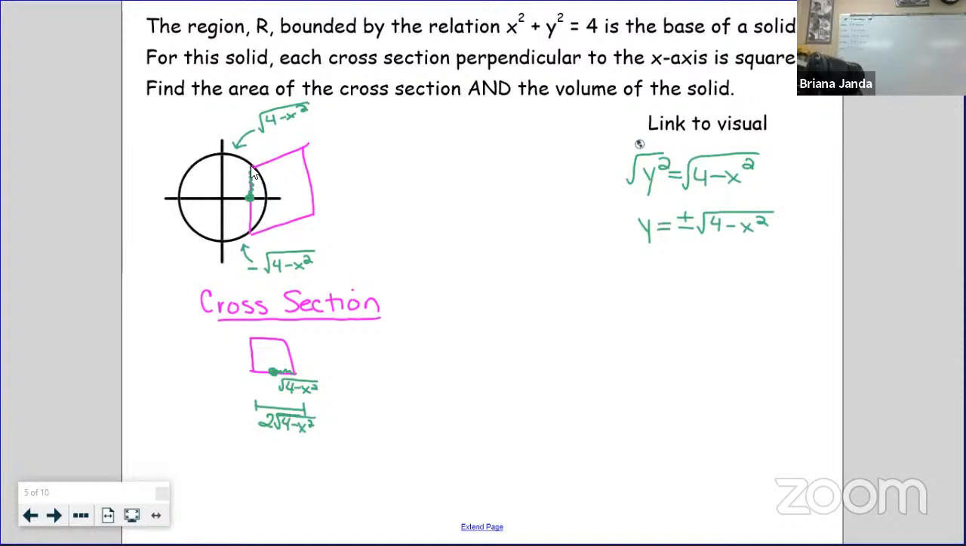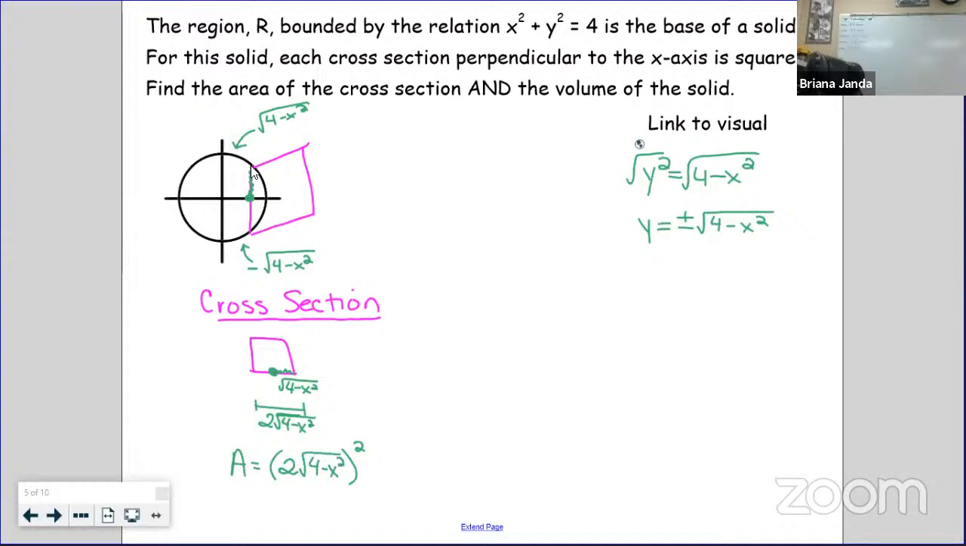That's probably one of the more challenging parts of this whole section, when we have to go figure out the dimensions of our cross section. And it's a square, so we know that it's going to be side squared or base times height, or the base and the height are the same thing. So as we go do our area, I can do the side squared formula, or base times height, and our side length is 2 times the square root of 4 minus x squared.